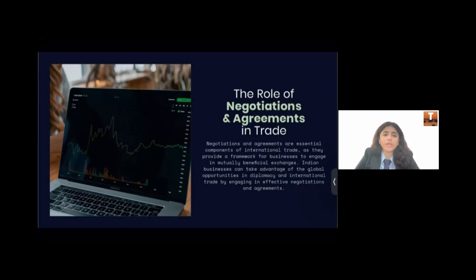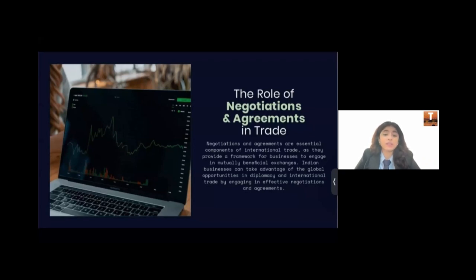And also promoting fair and equitable trade. By negotiating agreements, countries can establish rules and regulations that promote transparency, non-discrimination, and a level playing field for participants in the global marketplace. Then also resolving disputes and conflicts. Very important, because agreements such as trade dispute settlement mechanisms provide a framework for resolving conflicts and enforcing trade rules. Facilitating market access.